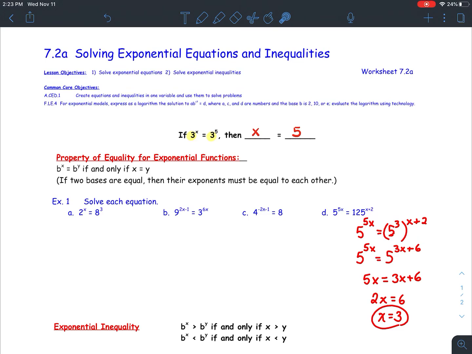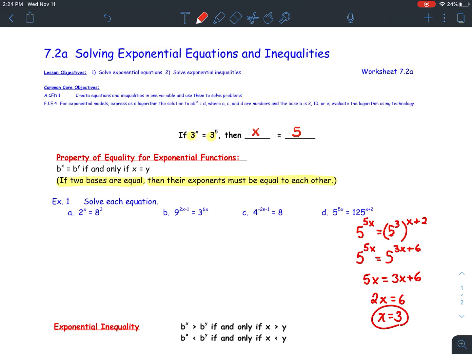Okay, so I think the goal here with these problems is to try to see if you can make both of the base numbers the exact same number. Now, if they're different, we cannot set the exponents equal to each other. But if we can manipulate one or both sides so that they have the same base number, we can then set their exponents equal to each other. And that's what this is saying. If the two bases are equal, then their exponents must be equal to each other. And so that's what we're going to try to do.